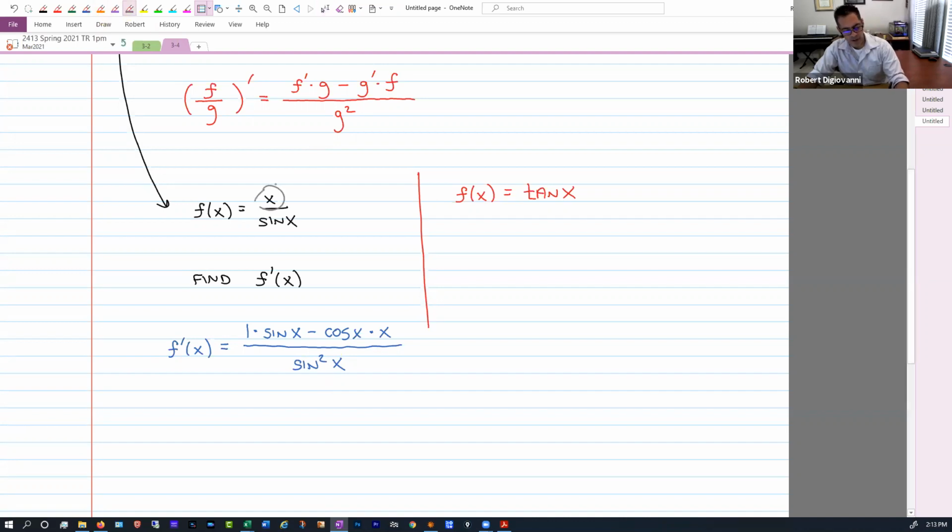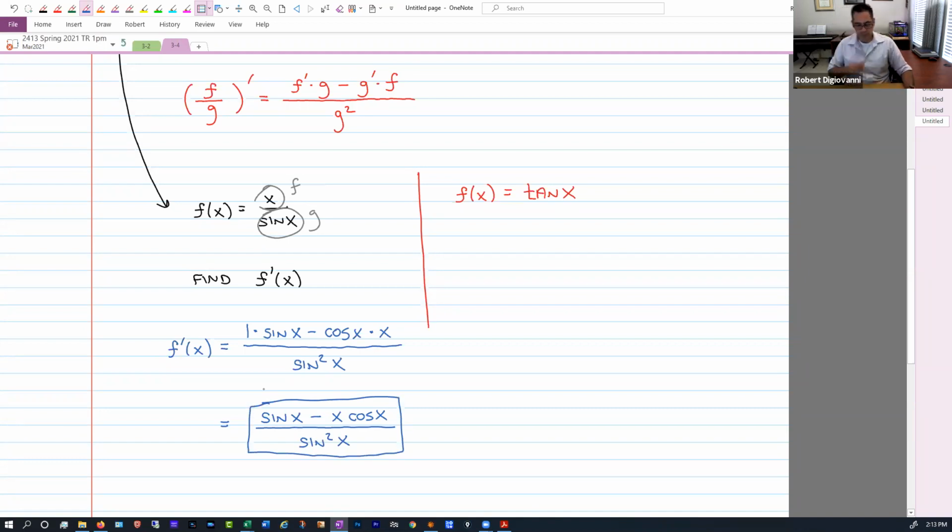So Benjamin was treating the x up here like the f, and then the sine x was like the g, and then was just applying this formula, plugging in the different pieces. Now there's not a lot we can do to clean this up. We could do sine x minus, move that x in front of the cosine x, and then divide by sine squared x. That would be a nice looking answer. You can't do anything with the sine x and the sine squared x, right? Like subtracting or anything like that.